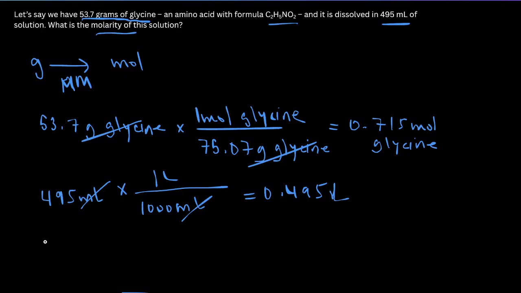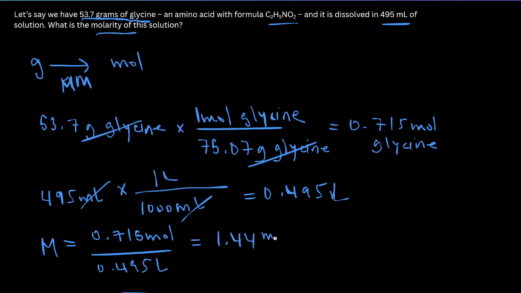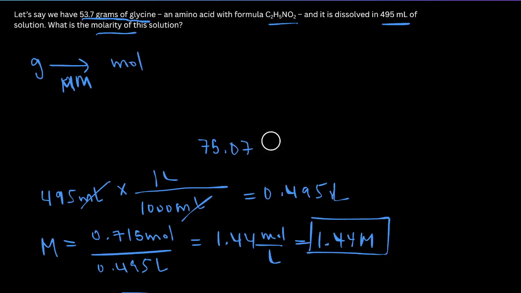Now, the very last thing, we find out that our molarity is going to be just dividing these two numbers, 0.715 moles divided by 0.495 liters, giving us an answer of 1.44 moles per liter, or we can write it like this as well. So we find that we have a 1.44 molar solution. Okay, that is just about it for this problem.